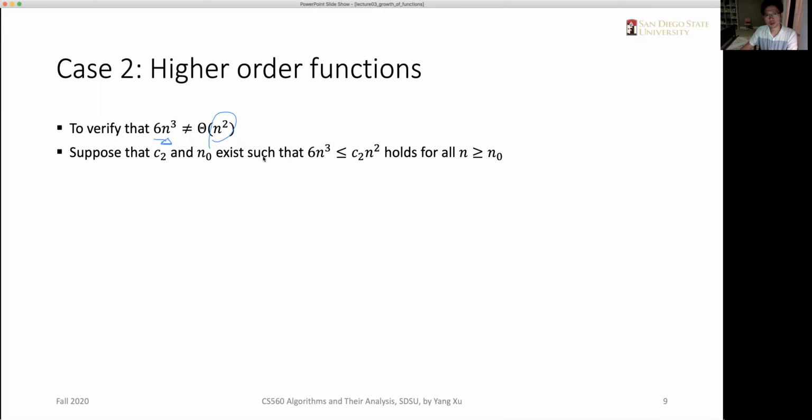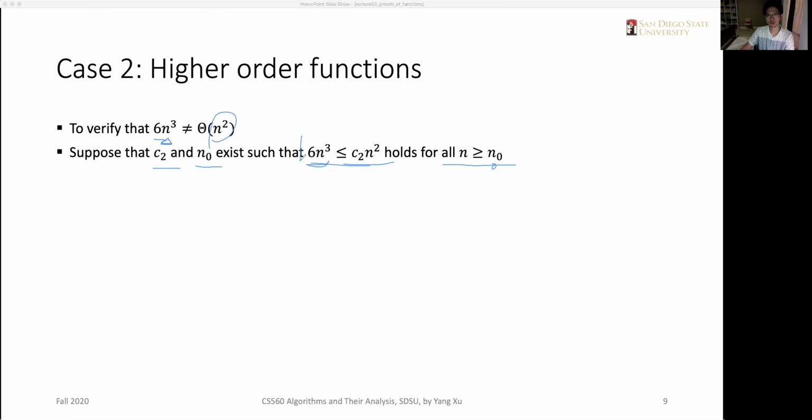So we suppose that the asymptotic relationship holds. So suppose that the cubic function actually belongs to the big theta of n squared. Then we must find some C2 and n0 such that the cubic function is lower than C2 times n squared for all the n that's greater than n0. That's by the definition, right?